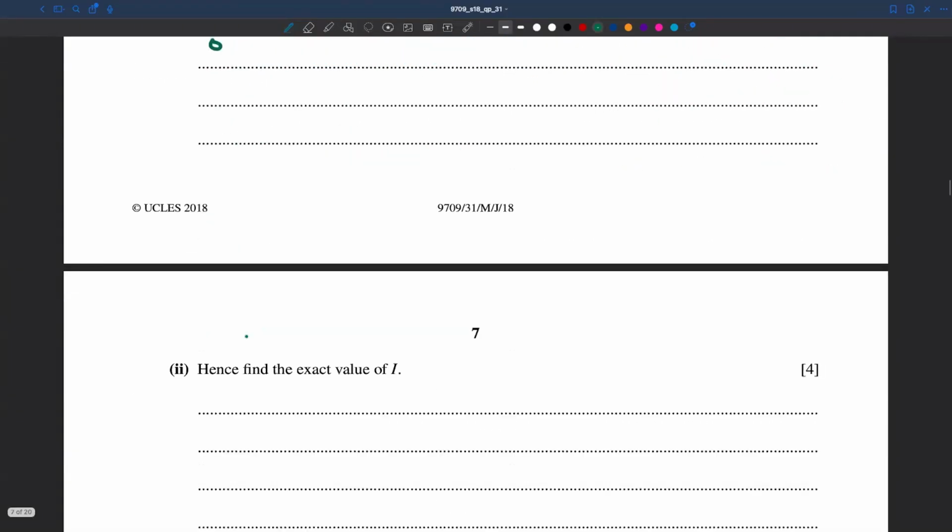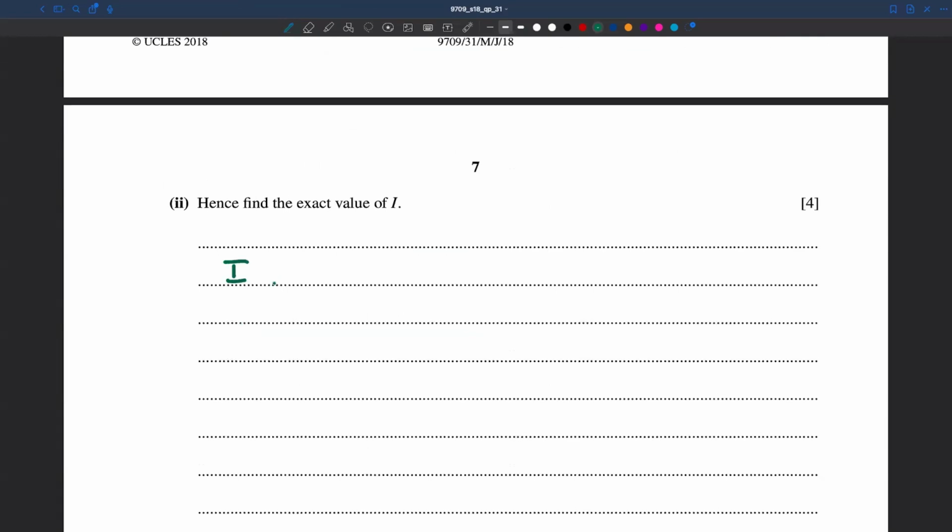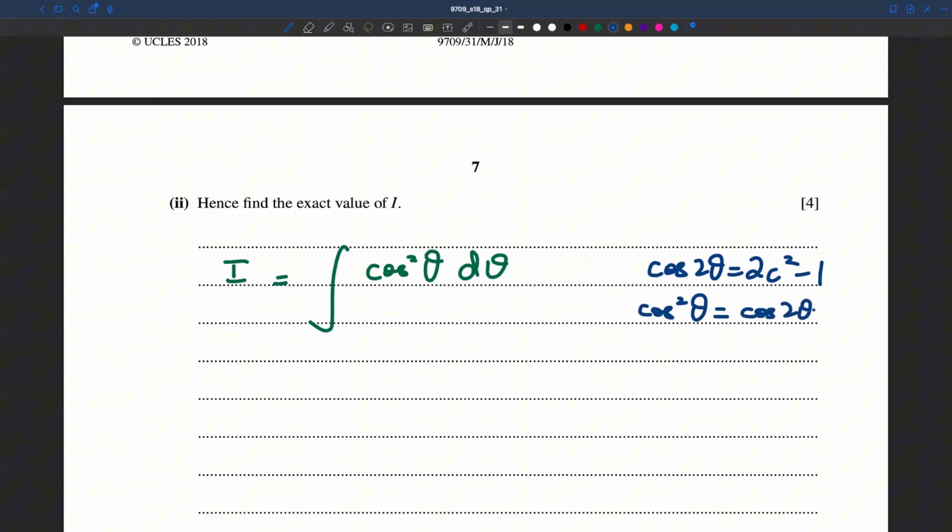Revision for you all, how to integrate. So I have to integrate what? This is cos square theta. Let's forget about the limits for the time being. What we learned was that we cannot directly integrate sine squared and cos squared terms, so we use a substitution. The substitution is cos 2 theta is 2 cos square minus 1. So cos square theta will be (cos 2 theta plus 1) upon 2, right?